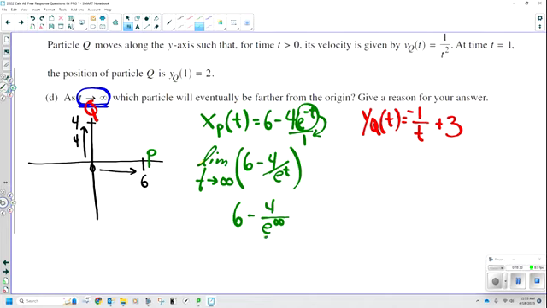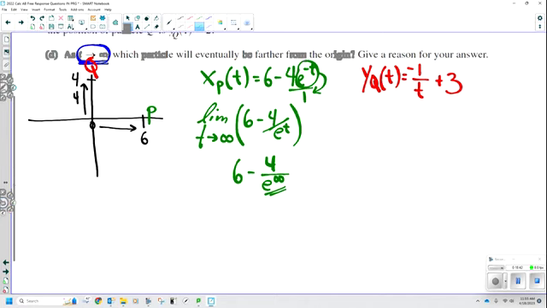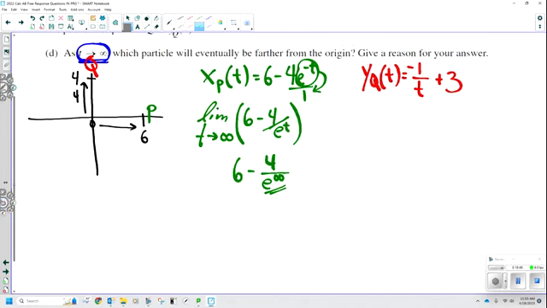The bottom of this fraction will get bigger and bigger and bigger, and the top will stay the same. If the denominator gets infinitely bigger and the top stays the same, that fraction will approach 0. Okay, 6 minus 0. So it will approach the number 6. The further and further it goes time-wise, the closer and closer it will get to 6 units away from the origin on the x-axis.